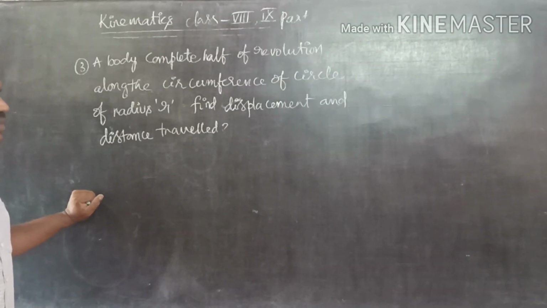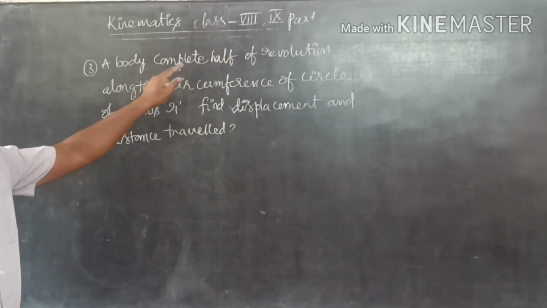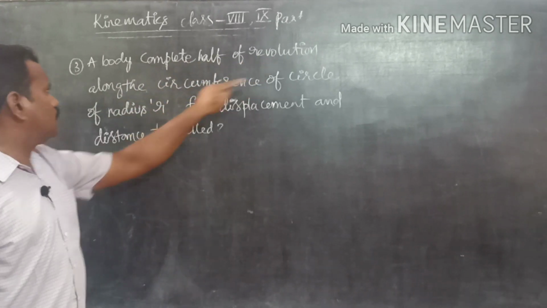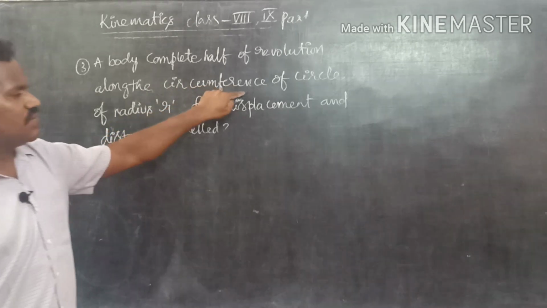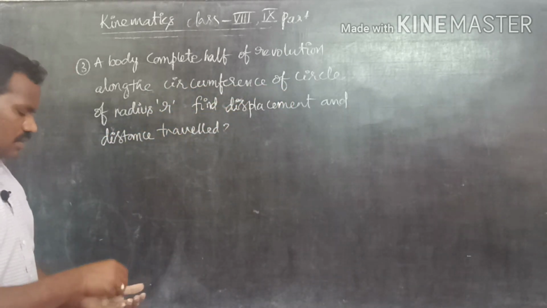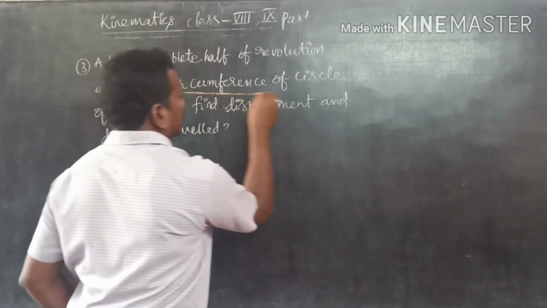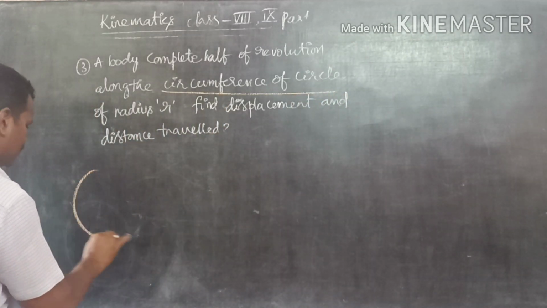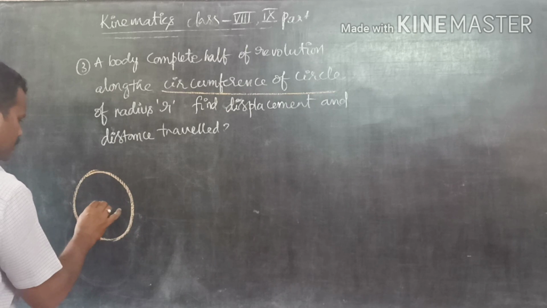Let us observe this example. In this example, a body completes half of the revolution along the circumference of a circle. The important words here are "circumference of the circle." For that purpose, we should draw a circle.